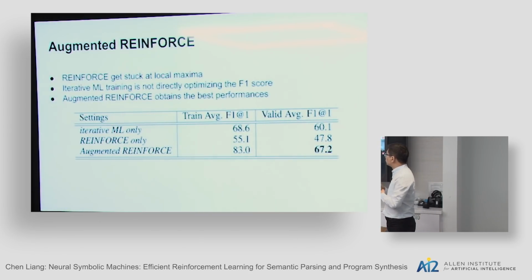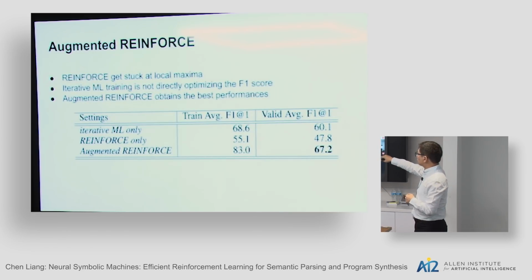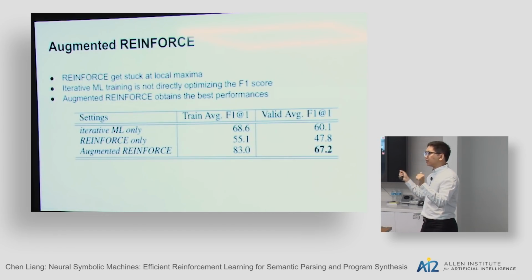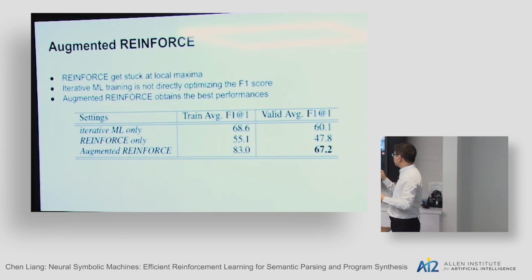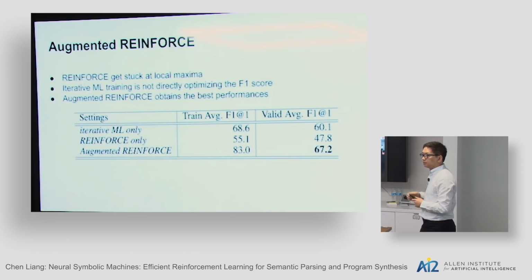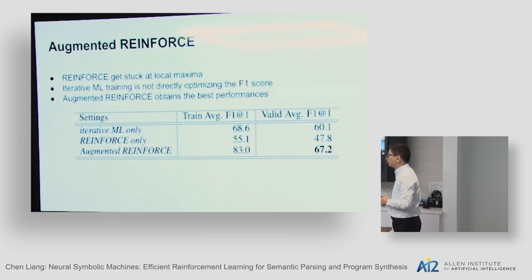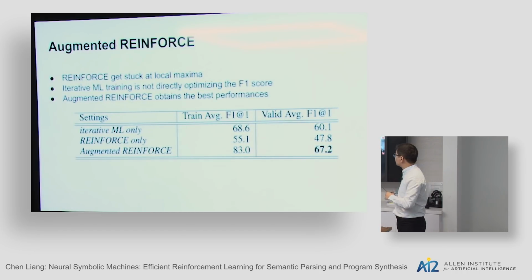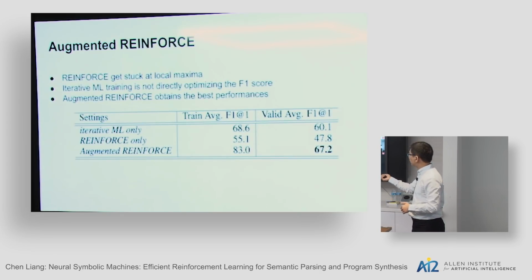If I only use reinforce, what we see is the training will get stuck. When we look at the samples, reinforce can only get programs that are 1 expression long, because those are the ones that are easier for it to explore and learn. It's hard for reinforce to get over 1 expression. Augmented reinforce gets us the best result, but I have a more systematic comparison later.